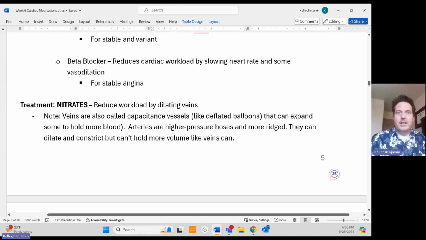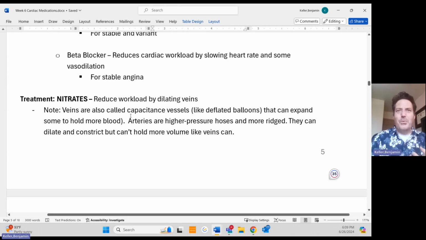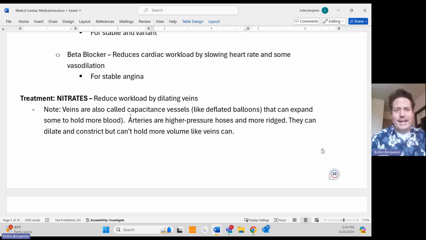So let's talk about nitrates. Nitrates reduce the workload by dilating veins. Nitrates also do a pretty cool thing with the veins. Veins are called capacitance vessels. That's an interesting word. You might not be used to that word. We don't throw it around a lot in English, but a good way to describe capacitance vessels is kind of like a deflated balloon, or almost like a big limp pasta noodle, like a manicotti that's just kind of big and floppy and open. And they can expand a little to hold some blood.